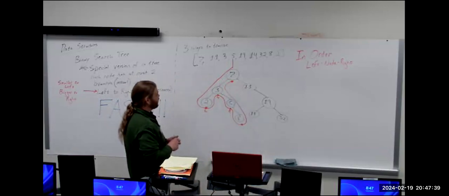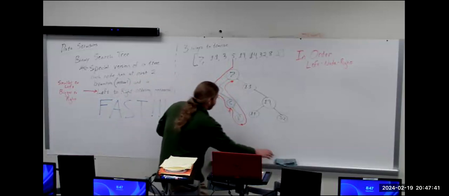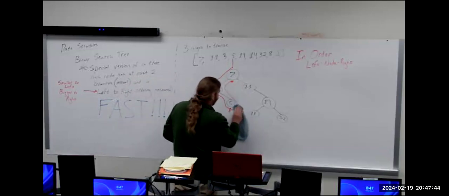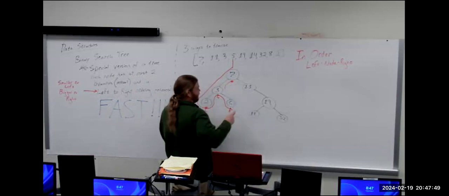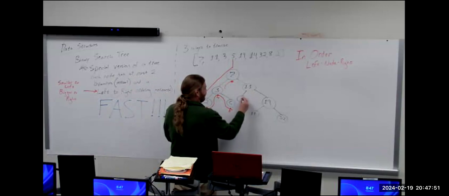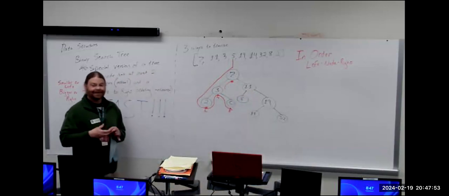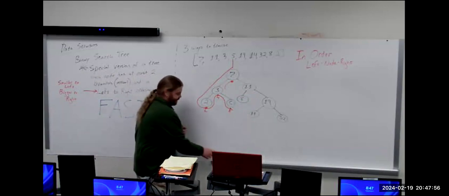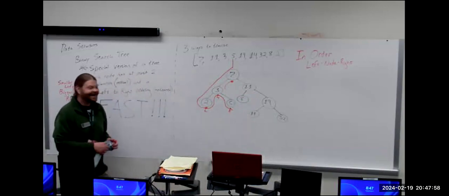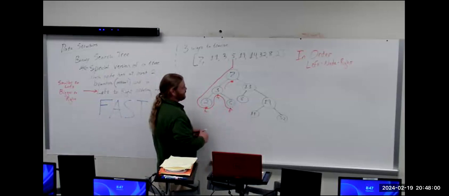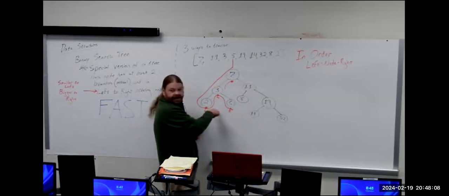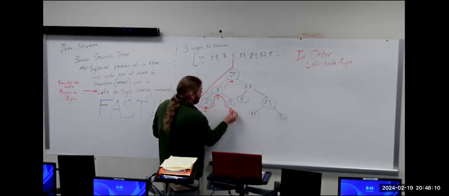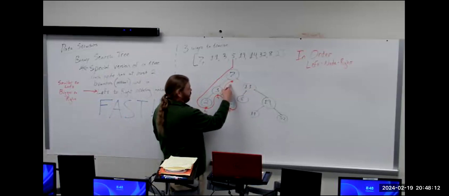Oh wait, I put the 8 in at the wrong spot, didn't I? Sorry, 8 is bigger than 7. Let me use my fingers or something. 8 is bigger than 7, so it goes to the right and then the left. Okay, so now we go left, node, right. Can't go left. We already did all those, so all we can do is come back around. And that brings us back to another node.